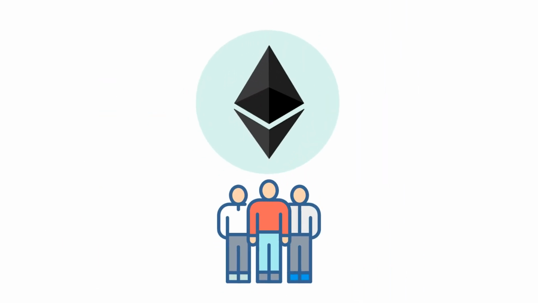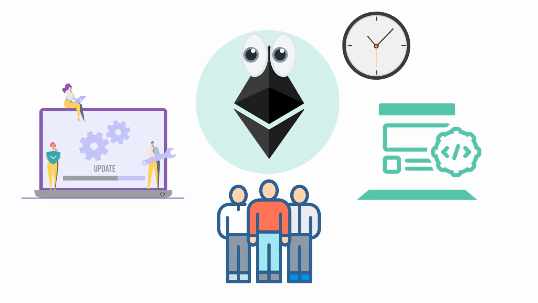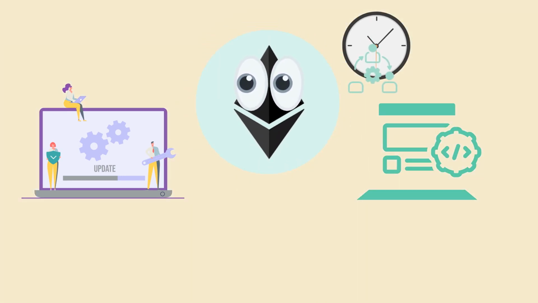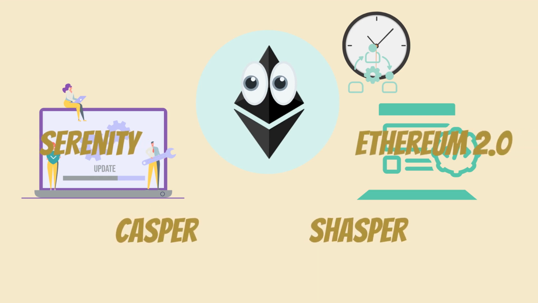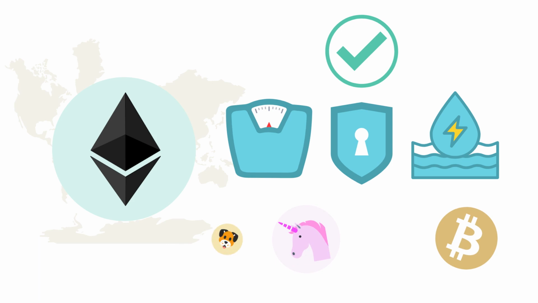But the founders of Ethereum saw these problems all along and planned a major software update that's finally nearing the end of its 7 years of development. This upgrade has been called a variety of names during its time, including Serenity, Casper, Shasper, and Ethereum 2.0, or simply ETH2. Think of this as all the goodness of the Ethereum network, plus more scalability, security, and sustainability. It's a huge deal, and not only for Ethereum, but for the future of the entire crypto space.